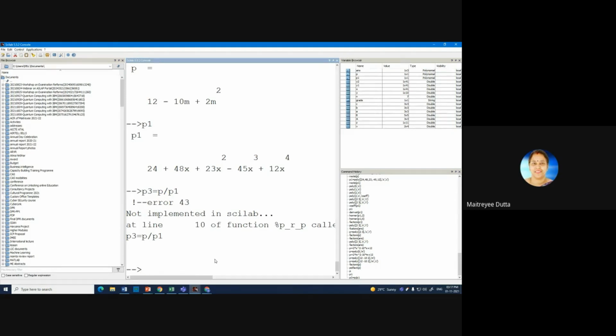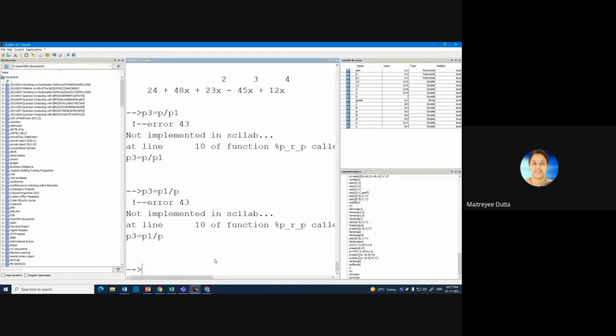Let me take P3 equal to P1 by P, it is also not taking. Let me take the other variable 4, 5, and 6, comma, then okay, this is X and this is M, that's why it is giving an error. So I am giving M, right, comma, then we are giving C.